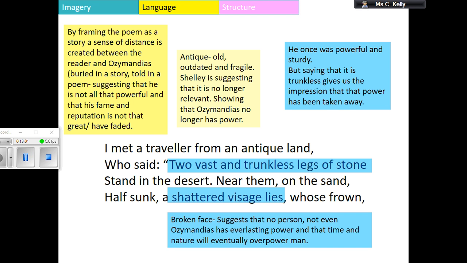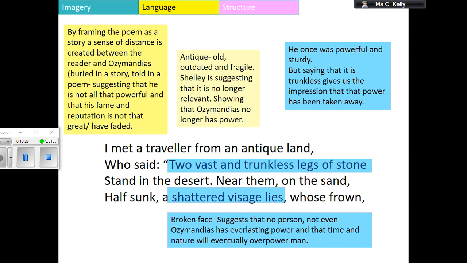So from that we can have the idea that he was once powerful and sturdy from the word vast, but using the word trunkless gives us the impression that power has been taken away. So he's no longer powerful, he's no longer important. And then the last image that we have here, the shattered visage. So shattered means broken, and visage means face.